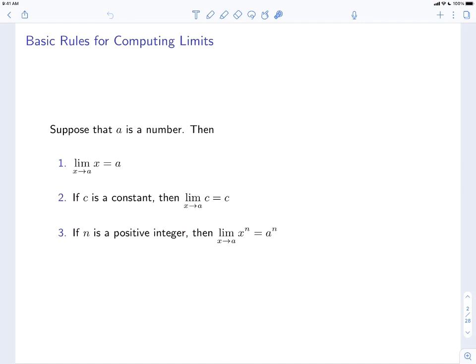The second rule is that if c is a constant, then the limit as x approaches a of that constant is just the constant again. The thing about a constant is it doesn't depend on x. So if x is going to a, the constant doesn't care. It just stays at the constant value. Our third basic rule is that if n is a positive integer, then the limit as x approaches a of x to the n is equal to a to the n. Again, x is getting close to a, so it's believable that x to the n gets close to a to the n.